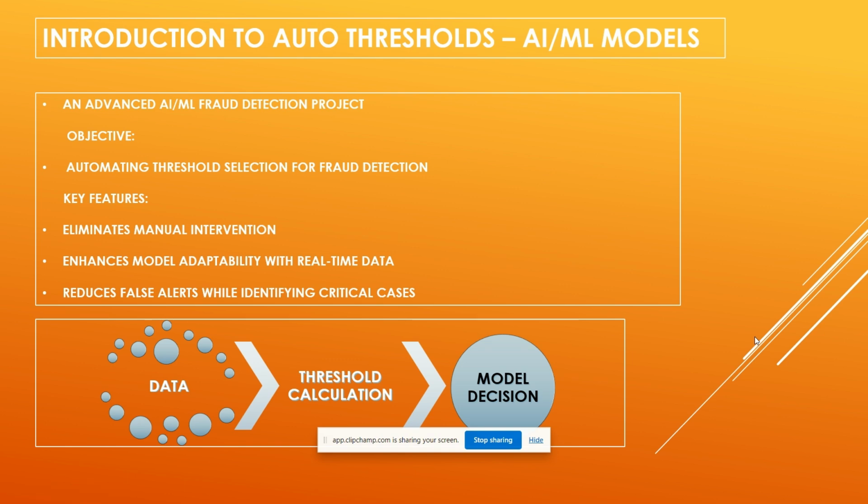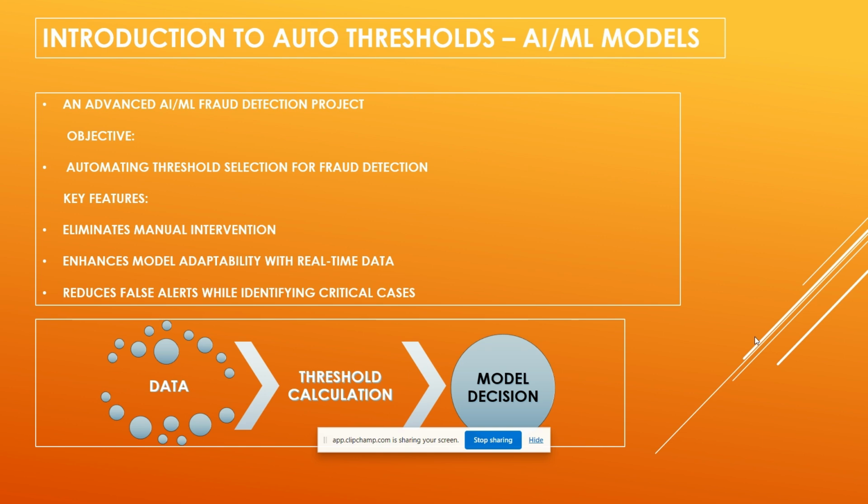Okay, so here we are on the slide of introduction to auto threshold of AI ML models. Let's start by understanding the key techniques. Firstly, I will read out the points. An advanced AI/ML fraud detection project. What is the objective? Automating the threshold selection for fraud detection. The key feature is that it eliminates manual intervention. No manual intervention is being done.